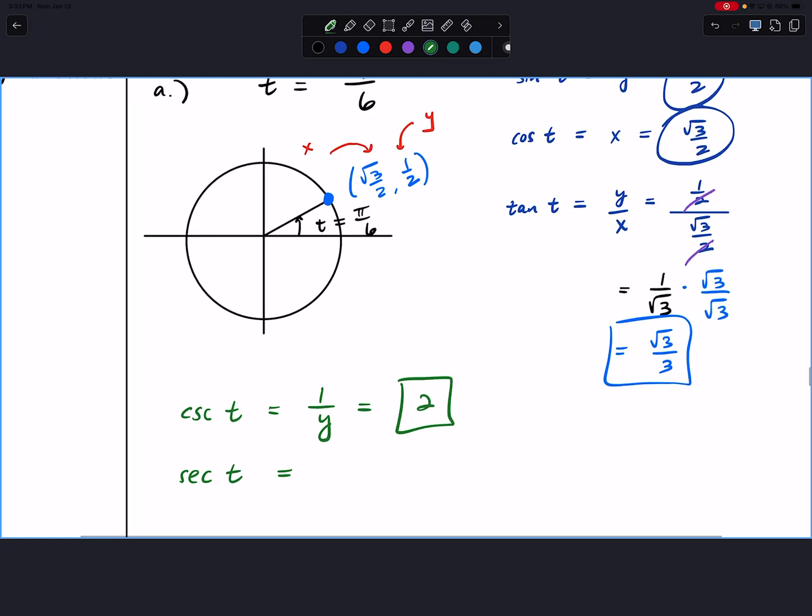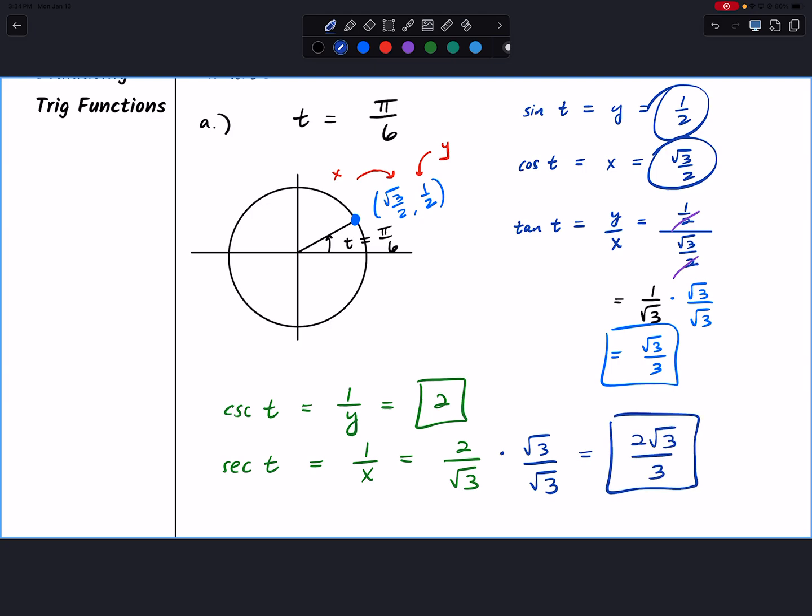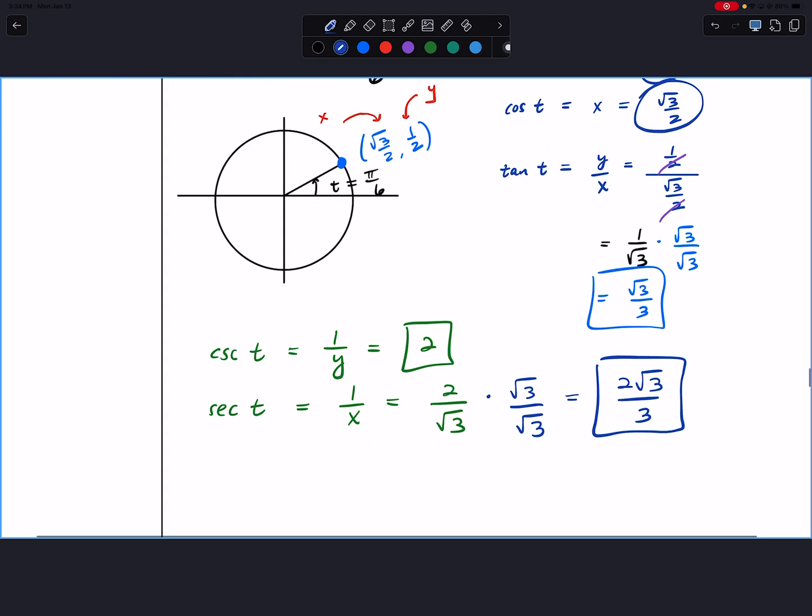Secant is the reciprocal of cosine, so 1 over x. So if we take this answer and flip it upside down, we have 2 over square root 3, but we can't leave our answer like that, so we're going to rationalize. So you're going to get 2 root 3 over 3. Cotangent is the reciprocal of tangent.